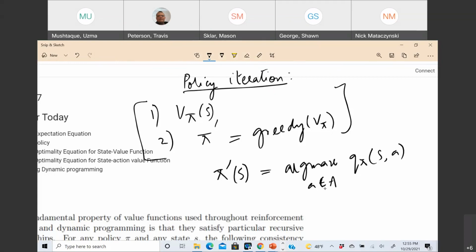So why this Q pi SA? That's because, remember, the definition of my Q value function is that it tells me how good it is to take action A in state S, or how much value I'm going to get by taking action A in state S, right? So if I'm taking this argmax over this Q pi SA, that means I'm picking the actions in state S that maximize my Q value, or that give me the maximum Q value.